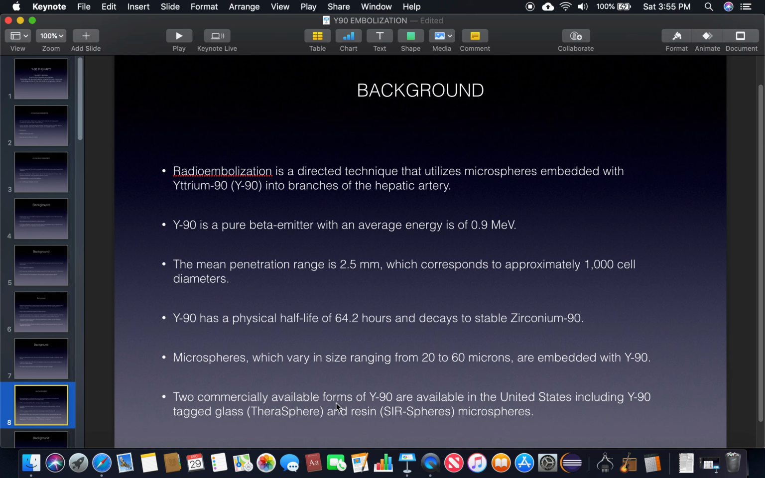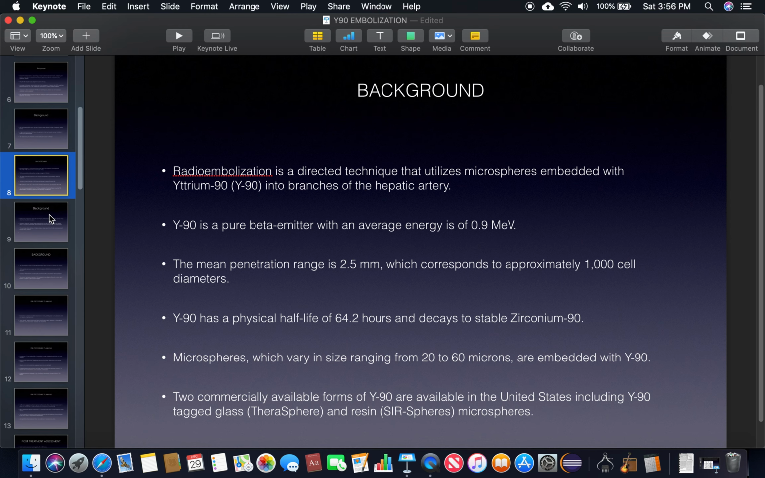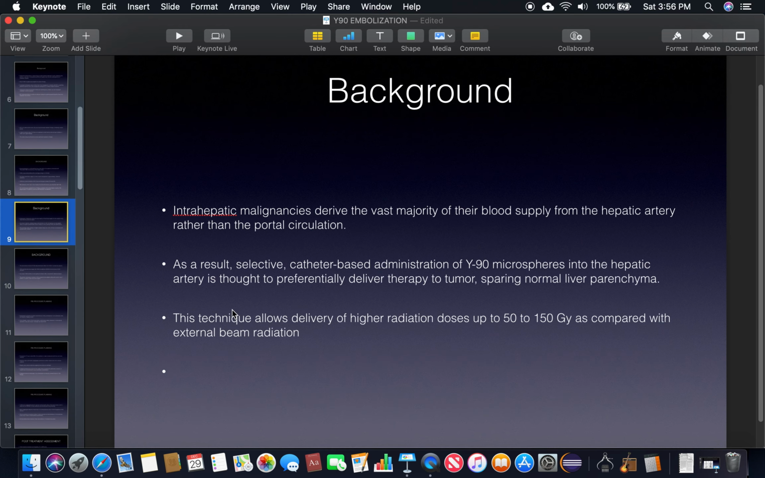There are two forms of therapy available in the United States. One is the glass microspheres, they are called TheraSpheres, and then there is one which is resin based, called SIR-Spheres or microspheres. Now, I'm going to be repeating some of this information 2-3 times.